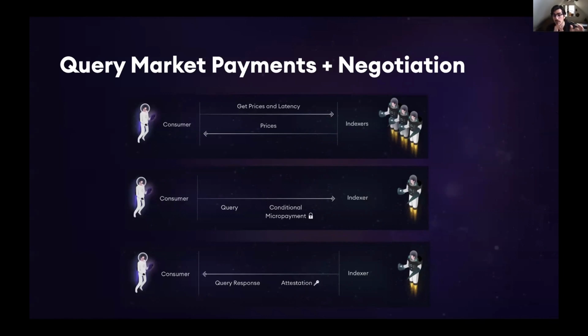The consumer, once they choose an indexer, then sends them a query along with a conditional micropayment. This is sent via state channels in a construction that we designed, such that the micropayment is only unlocked when the indexer responds with a query response along with an attestation that the response is correct. And so this is kind of the whole flow. This back and forth can happen numerous times. The indexer doesn't have to accept a payment. It could reject a payment.